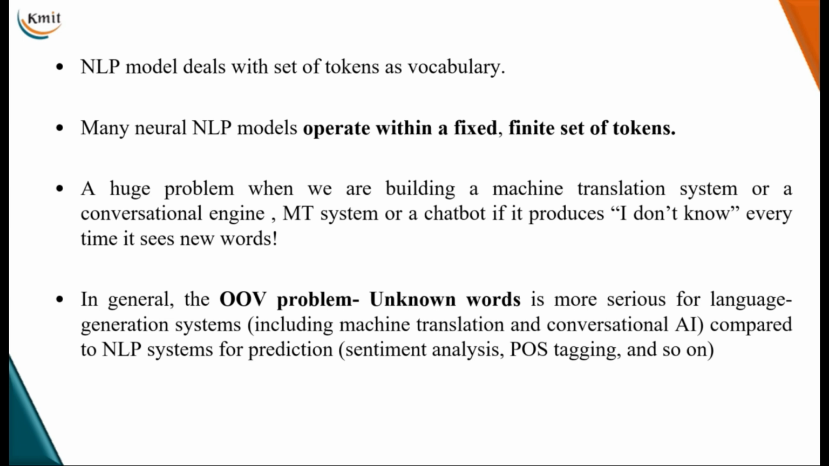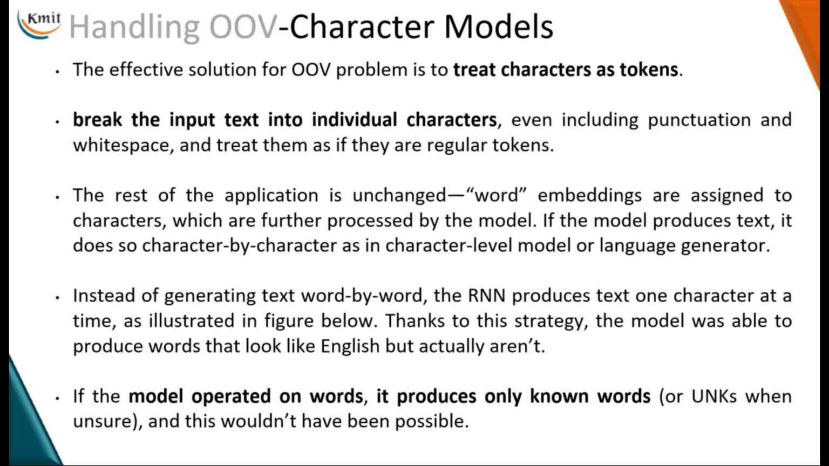Okay, so let's talk about character models. When I talk about character models, the simplest yet effective solution for dealing with the OOV problem is to treat characters as tokens. So we break the input text into individual characters. Even punctuation and white space are considered regular tokens. Now the rest of the application has no change. The rest of the application is the same, but the only thing that we change here is treating characters as tokens instead of words. Now the word embeddings are assigned to characters, which are further processed by the model. If the model produces text, it does so character by character, not word by word.